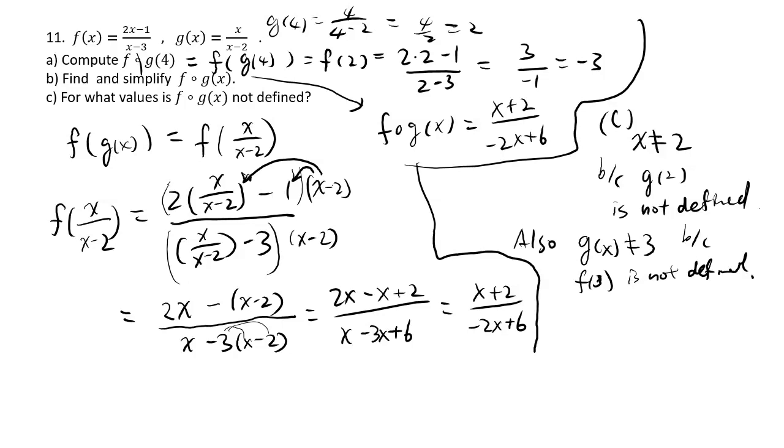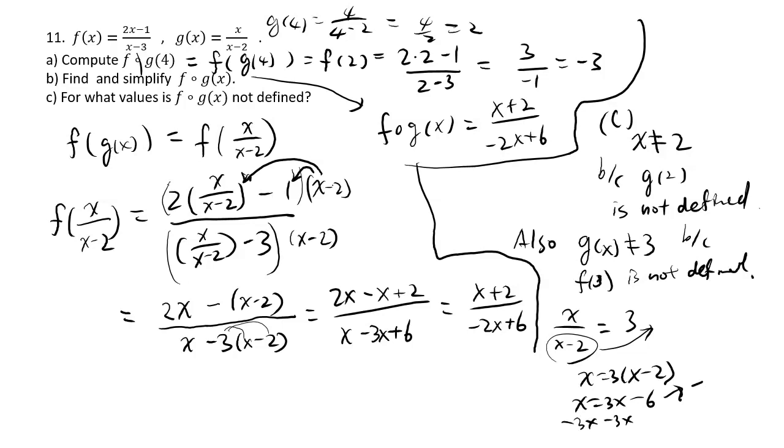Okay, so let's see when this actually happens. G of x is x over x minus 2. When is this equal to 3? That's the question, right? So let's multiply by x minus 2 both sides. So multiply this to the other side, and you get x equal to 3 times (x minus 2). So x is 3x minus 6. Subtract 3x both sides. So you get negative 2x equals negative 6. Dividing by negative 2 both sides, you get x equals positive 3.